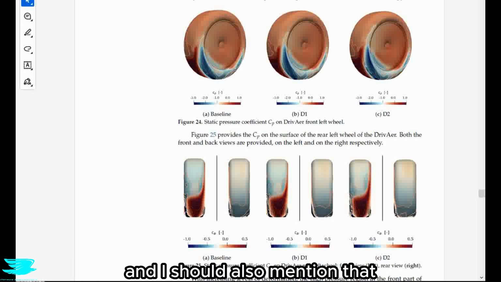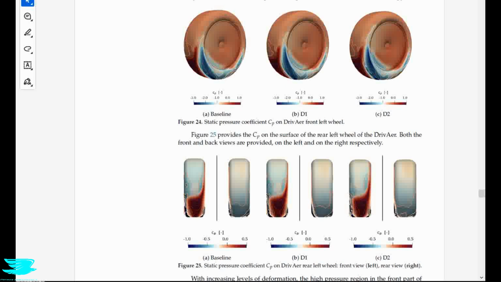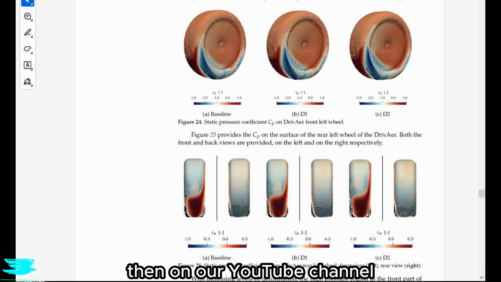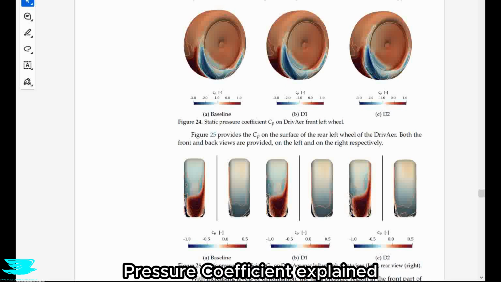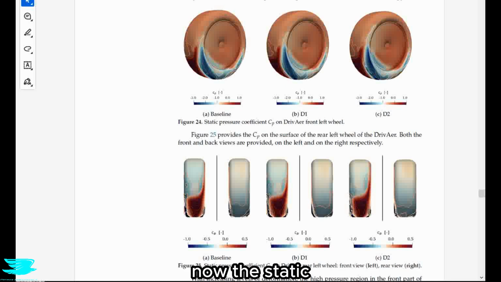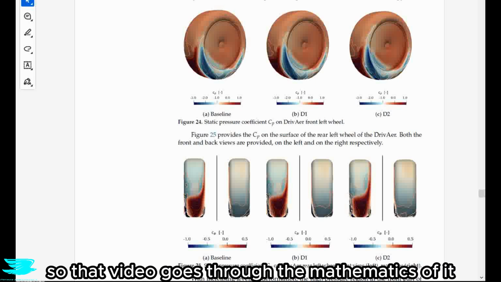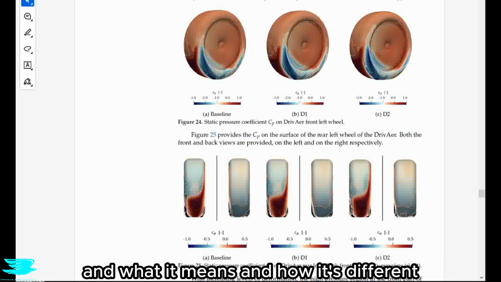Oh, and I should also mention that if you don't know what the static pressure coefficient is, then on our YouTube channel, we have another video called Aero Fundamentals number 12, Pressure Coefficient Explained. Now, the static pressure coefficient is different to the total pressure coefficient, so that video goes through the mathematics of it and what it means and how it's different.